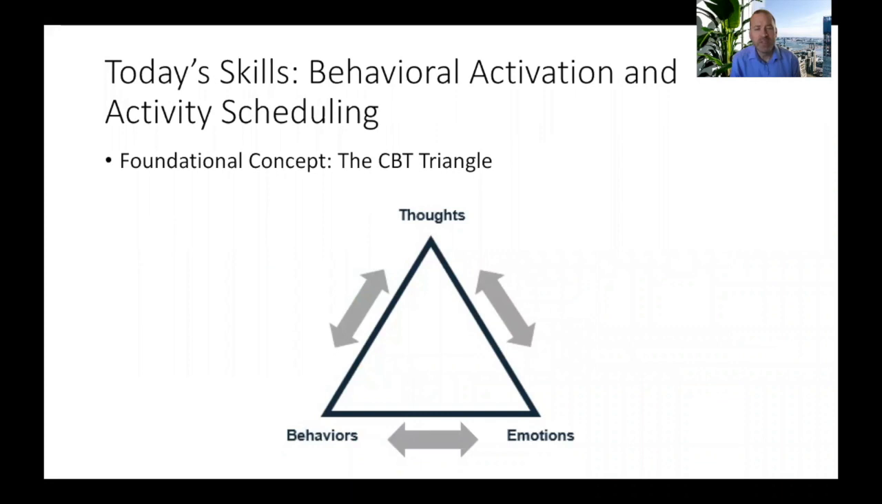In order to demonstrate this skill, we first need a foundational concept, the CBT Triangle, where CBT stands for cognitive behavioral therapy. This is a simple model that helps us understand why we feel the way that we feel by looking at how we're thinking and what we're doing, our behaviors or our activities. You'll notice that on this triangle, there are bidirectional arrows that connect each of the corners of the triangle.